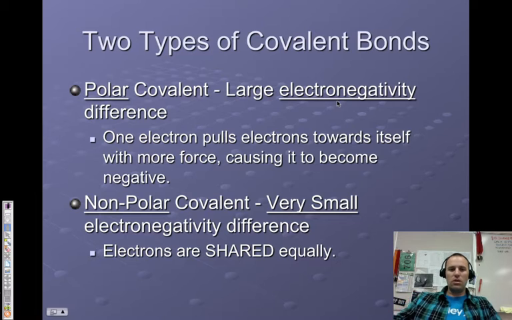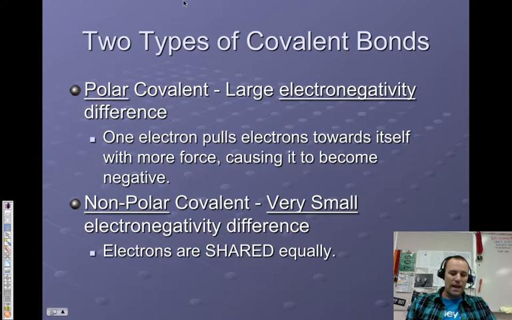So a polar covalent bond is a result of a large electronegativity difference. And if you remember, electronegativity is defined as the desire of an atom to pull electrons towards itself. Since we're talking about covalent bonds, and covalent bonds are shared, they're sharing electrons. If one of them pulls electrons towards itself with more power, then it's going to hold on to those electrons for a greater period of time versus the other one. So that's going to make it a polar covalent bond.